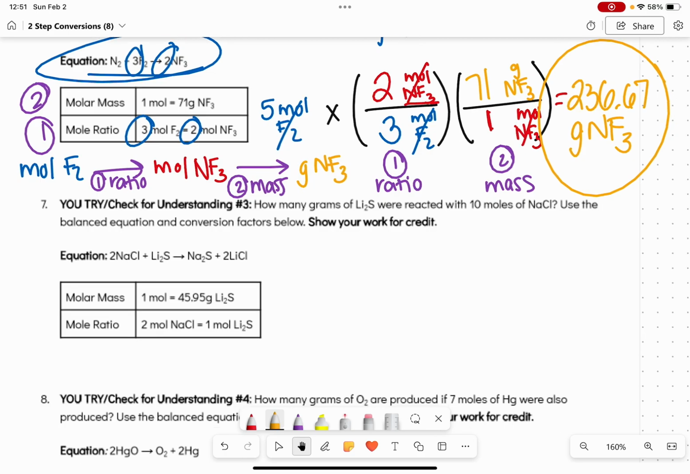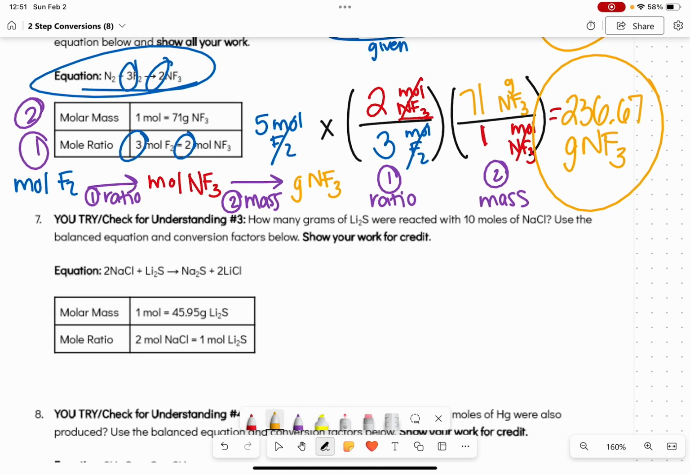So now that you know how to go the other direction, starting with moles, ending with grams of a different substance, I want you to try number 7 and 8 and check your answers in the Google form. So if you get 7 and 8 wrong, it'll take you to a video that shows you how to set it up so you can correct your answer. If you got it right, it'll just push you on to the next question.